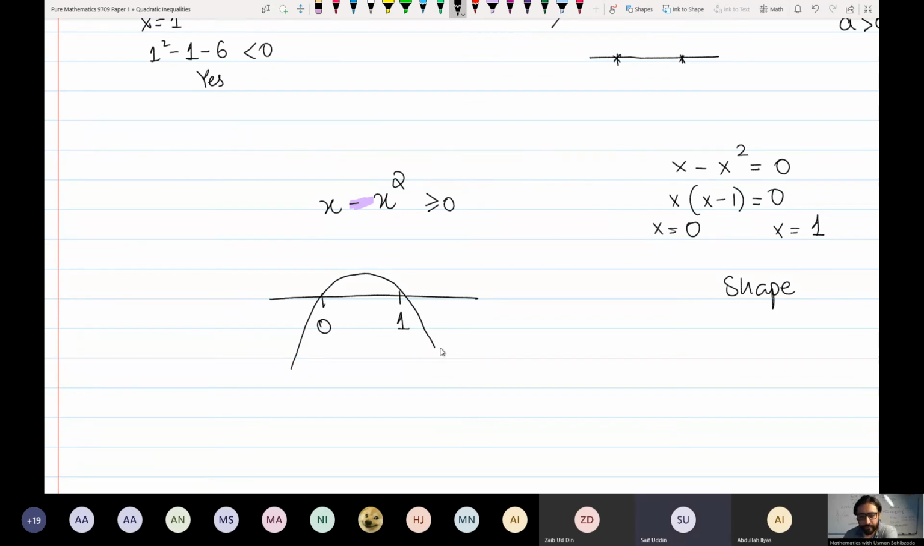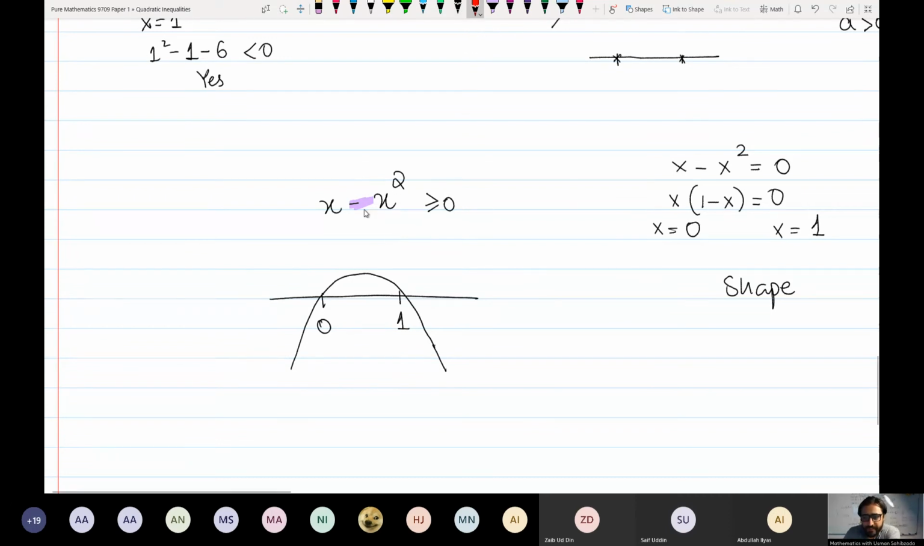Sir, you made a small mistake in your calculations and algebra. All right, I switched it around. Yes. Okay, thanks. But the roots are still the same. So 0 and 1, and the shape is this one over here.